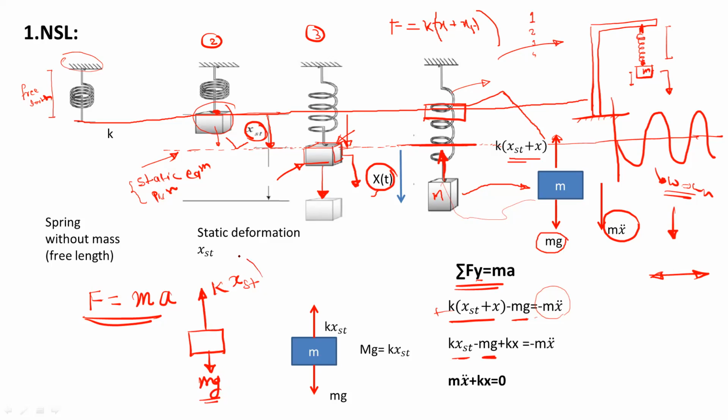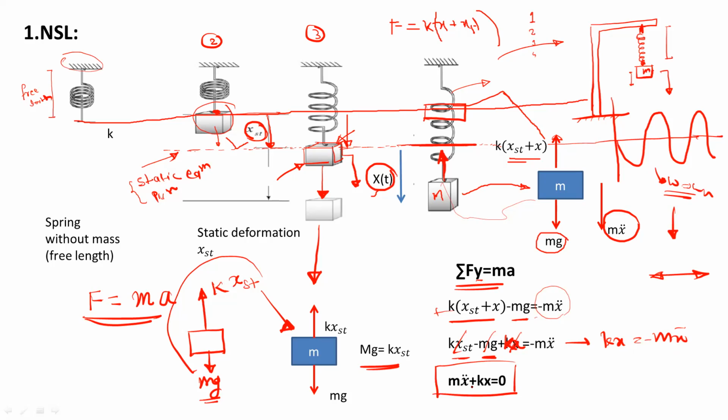So this is the free body diagram. So we can refer to this as a free body diagram in the static equilibrium position. So mg is equal to k into x static. So we can cancel out these two forces, and only remaining is kx is equal to minus m x double dot, and just rearrange the terms. So from that we will get this equation, m x double dot plus kx is equal to 0.